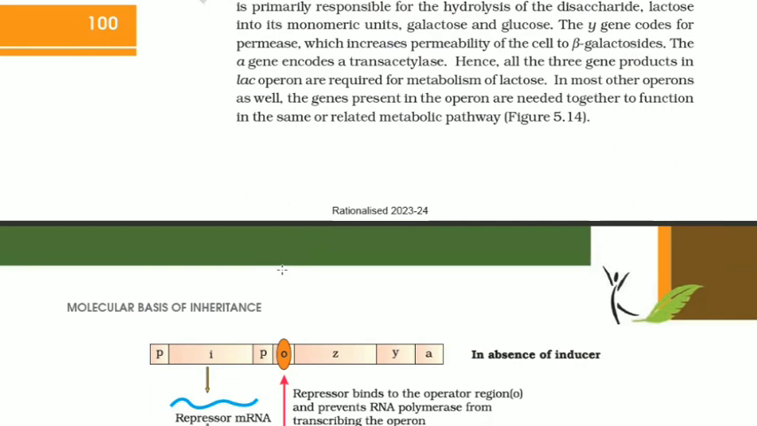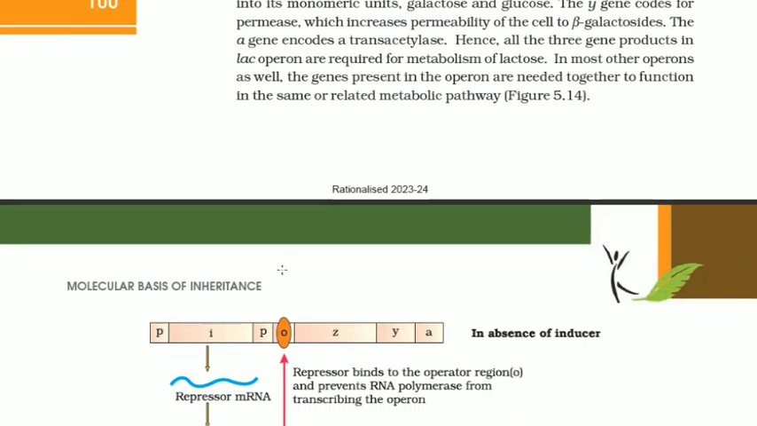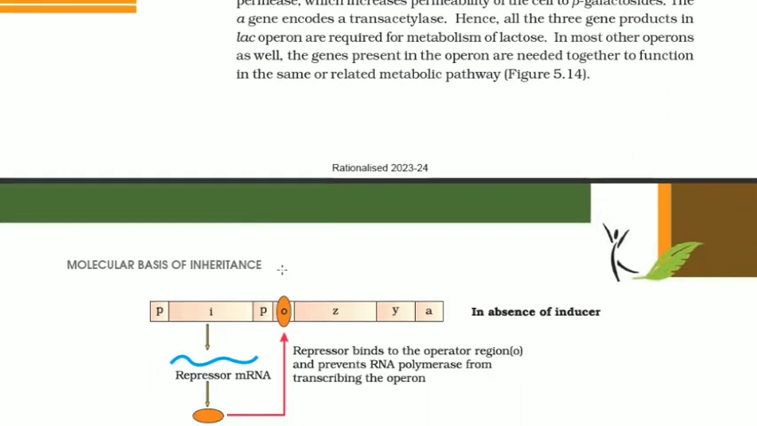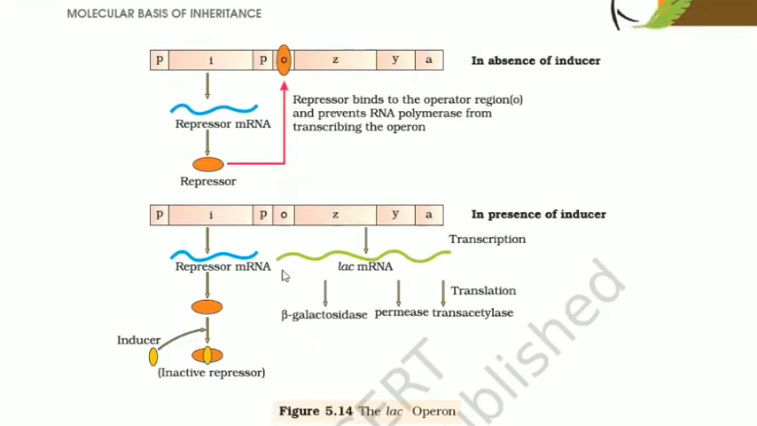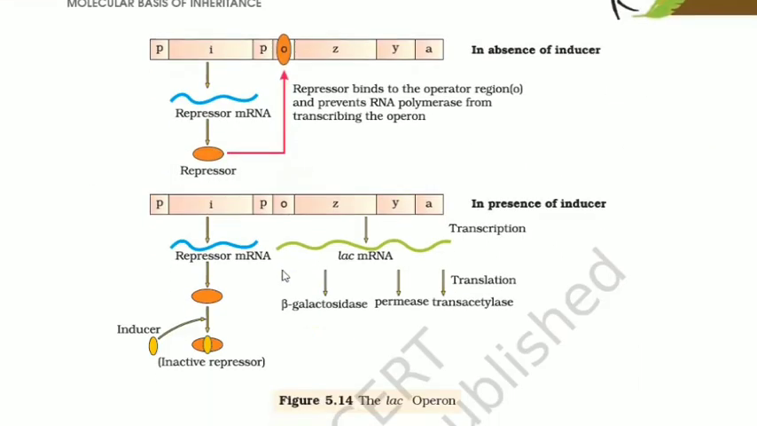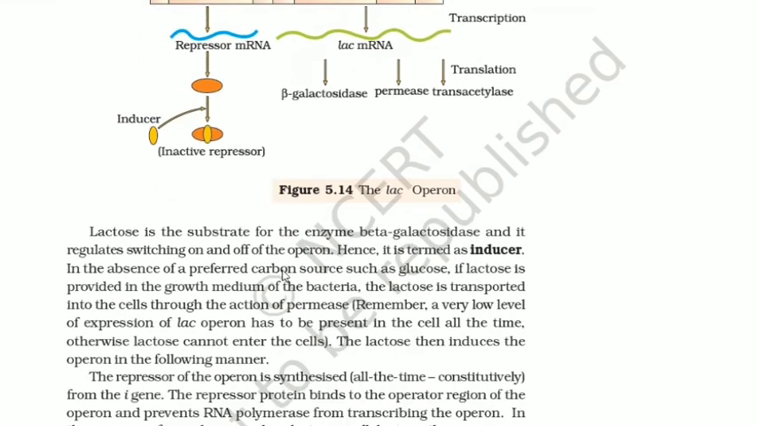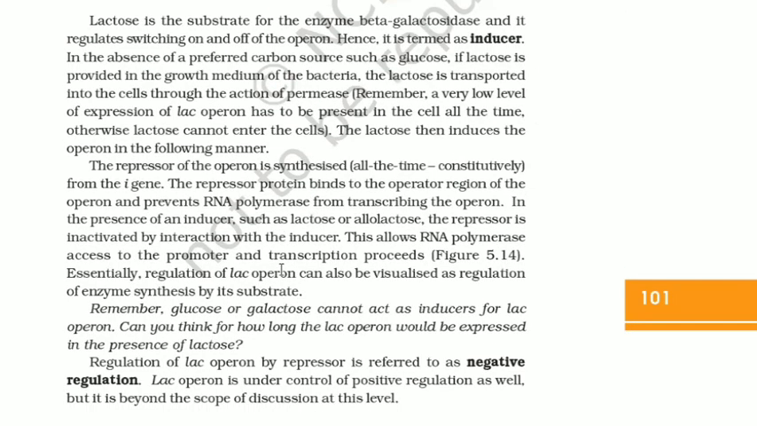Hence, all the three gene products in the LAC operon are required for metabolism of lactose. In most other operons as well, the genes present in the operon are needed together to function in the same or related metabolic pathway. Figure 5.14 shows the LAC operon. Have a look at the same. Lactose is a substrate for the enzyme beta-galactosidase and it regulates switching on and off of the operon. Hence, it is termed as inducer.